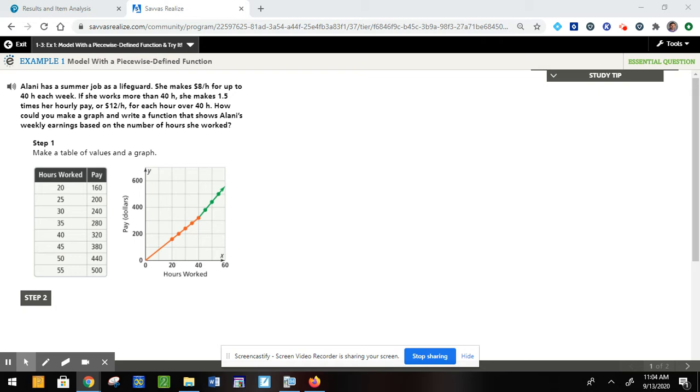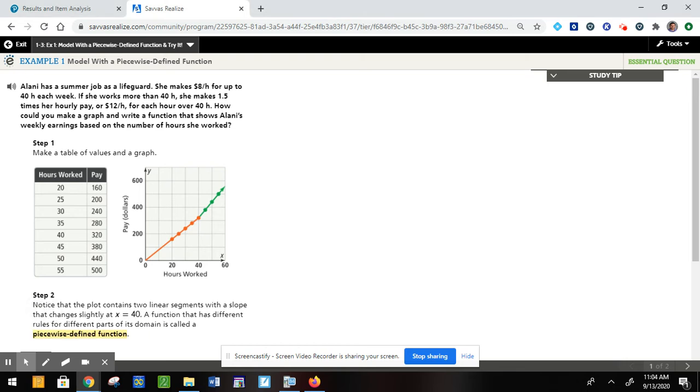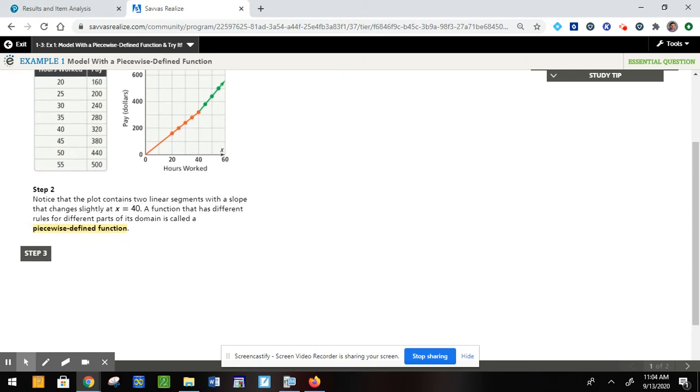And by the way, if you work an hourly job, this is pretty typical in real life, in that you get paid time and a half for all your hours above the expected 40 that you should work during the week. So notice that the plot contains two line segments, the orange and the green. And it changes slightly once you get past x equals 40. A function that has different rules for different parts of its domain is called a piecewise-defined function. Typically, people just call them piecewise functions, but technically it's piecewise-defined function.